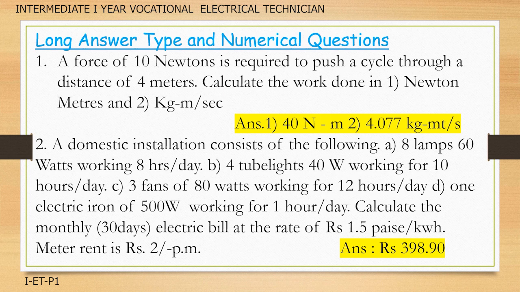And second question, a domestic installation consists of the following: 8 lamps of 60 watts working 8 hours per day, 4 tube lights of 40 watts working 10 hours per day, 3 fans of 80 watts working for 12 hours per day, 1 electric iron of 500 watts working for 1 hour per day. Calculate the monthly electricity bill at the rate of 1.5 paise per kWh. Meter rent is 2 rupees per month. This problem also you can solve in your home.